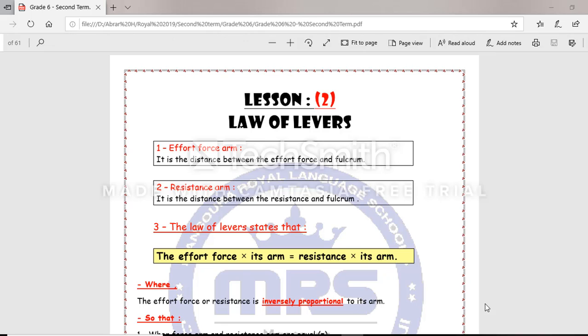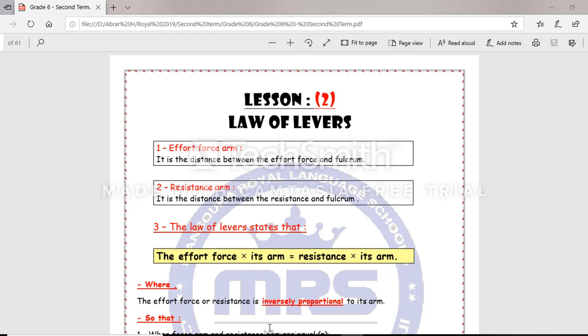Unit 1, lesson 2. We have learned in the previous lesson that any lever is a rigid bar that rotates around a fixed point called the fulcrum, and it's affected by two forces, which are the effort force and the resistance force. According to the type of lever, sometimes the effort force is smaller than the resistance force, sometimes it is more than the resistance force, and sometimes it is equal to the resistance force. The mathematical equation that explains the relation between effort force and resistance force is called the law of levers.